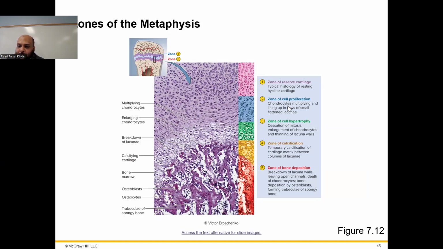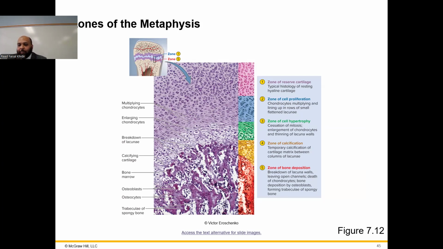zone of cell proliferation, where you would have chondrocytes. Cyte means cell, and chondrocytes make cartilage. They are cartilage-forming cells. If you're a chondrocyte, you make cartilage, multiplying and lining up in rows of small flattened lacunae.